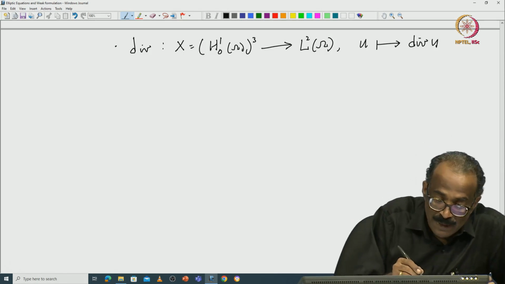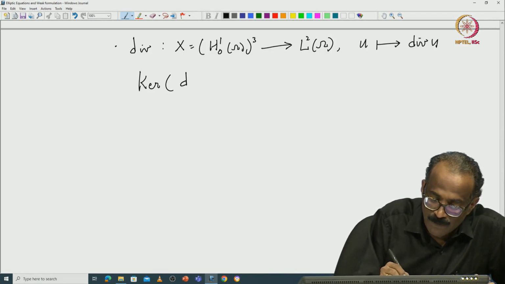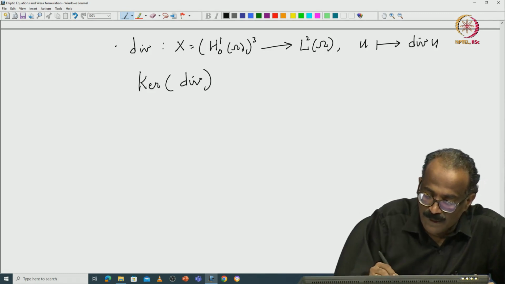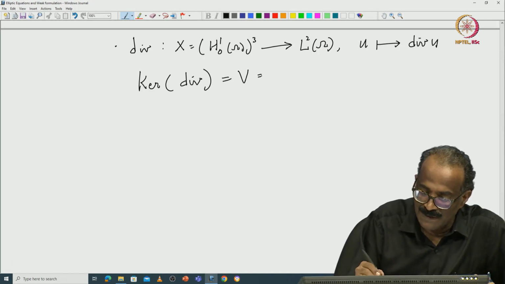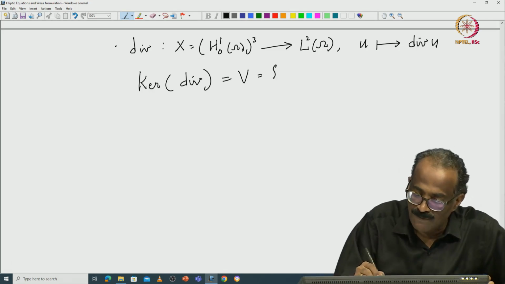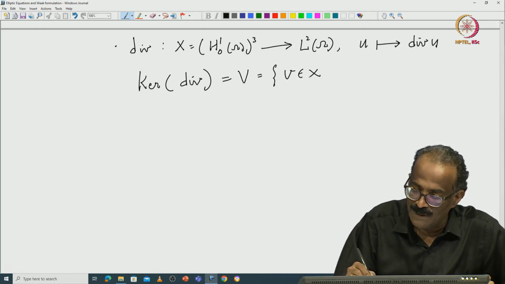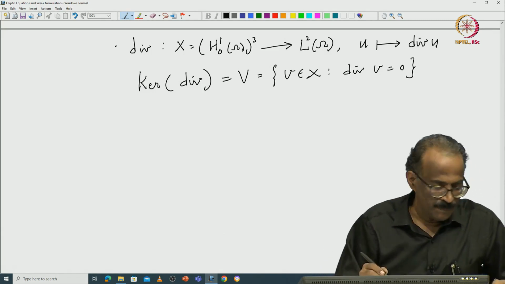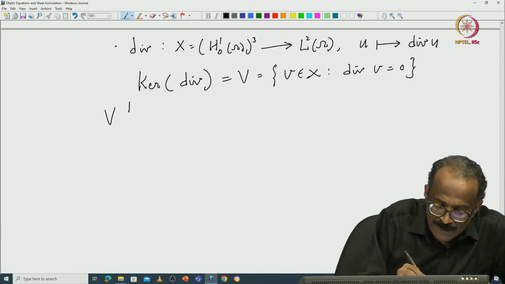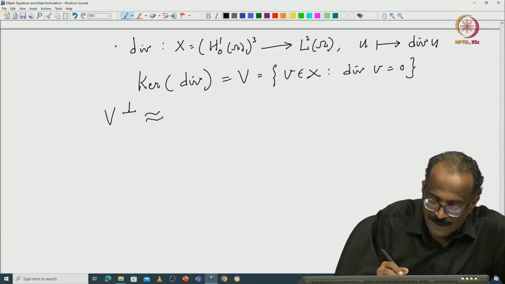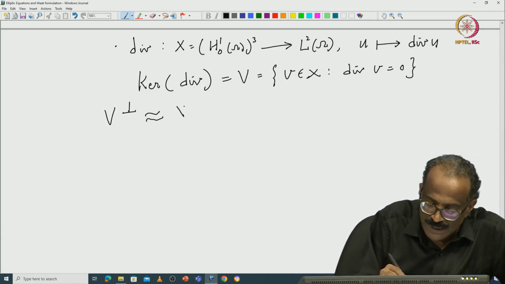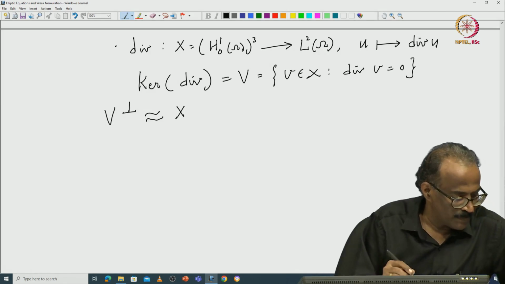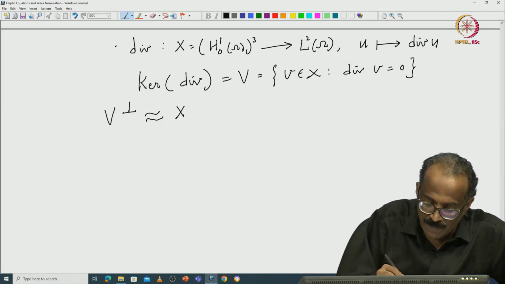And what is the kernel of div? The kernel of div is nothing but the set of all V in X such that the divergence of V is equal to 0. I will discuss this a little later. So, your V perp is identified with, this is what we have basically used, X over V.